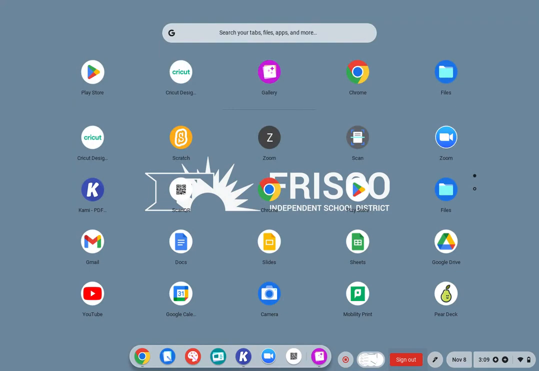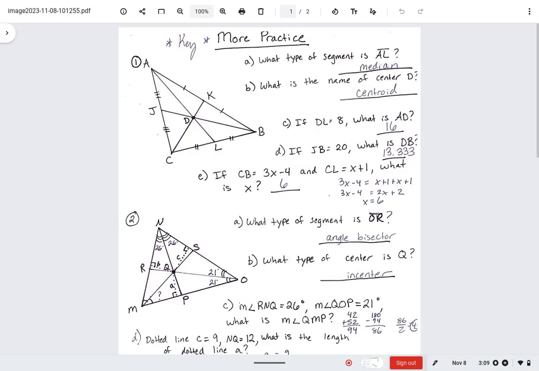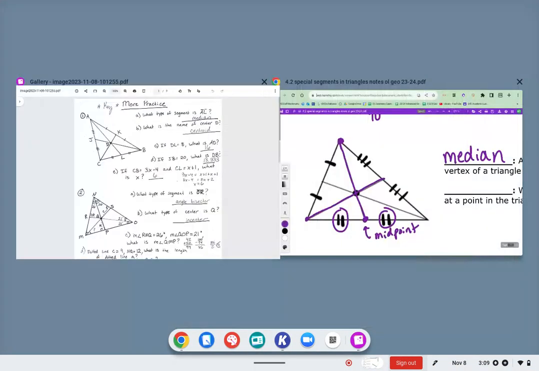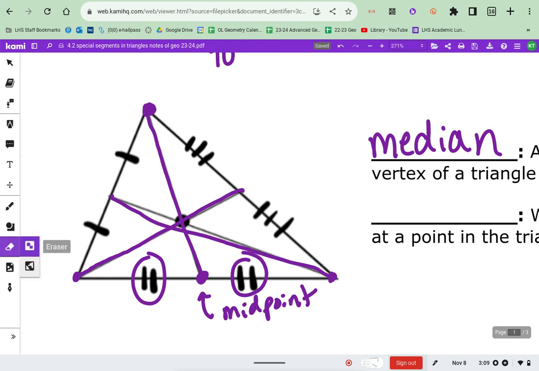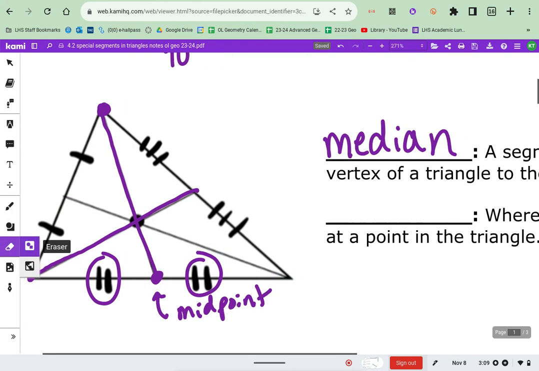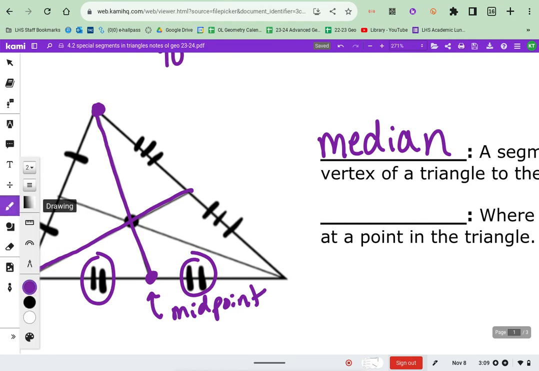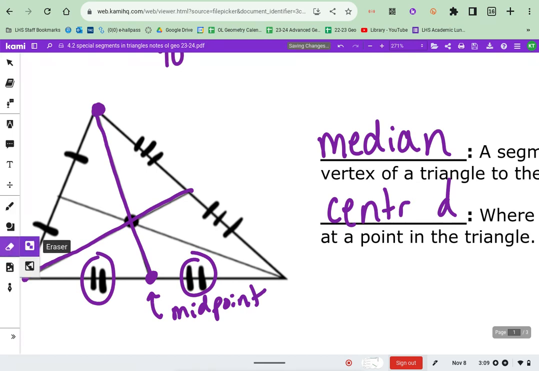Oops, I closed my thing. Where did it go? Oh no. You can't see up there, but I'm having technology issues. There it is. Aha. Vertex to midpoint on the other side. So where all 3 medians meet is called the centroid. Oops, I spelled that wrong. Centroid.